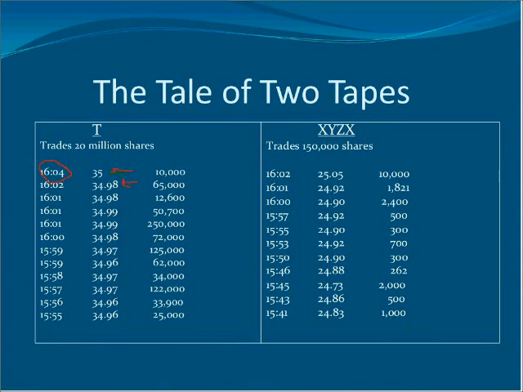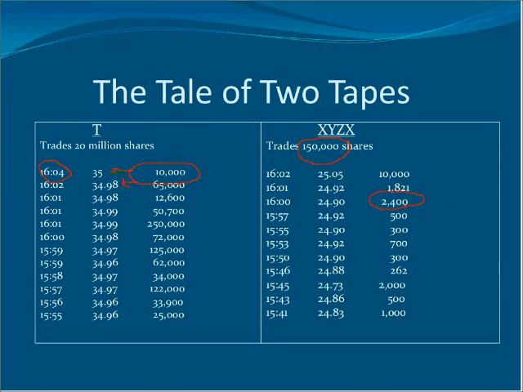Whereas if we look at this tape here, where it looks like the final print went from 24.92 down to 24.90 and was 2,400 shares, which in a stock that only trades 150,000 shares might actually be a fairly decent-sized print that represents a bigger share of the volume than, I believe, the 10,000 shares would in a 20 million share traded stock.